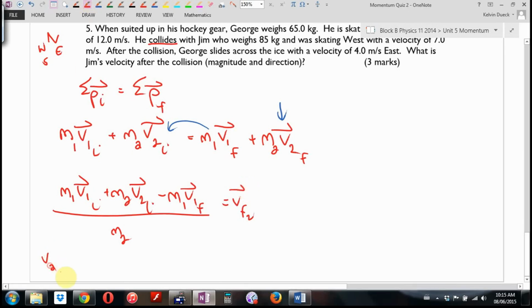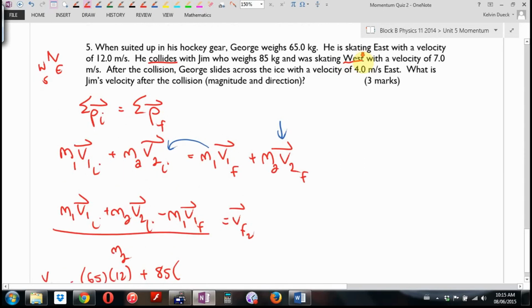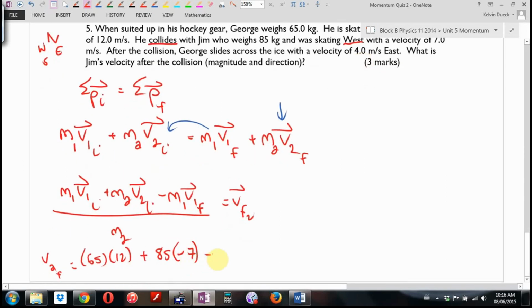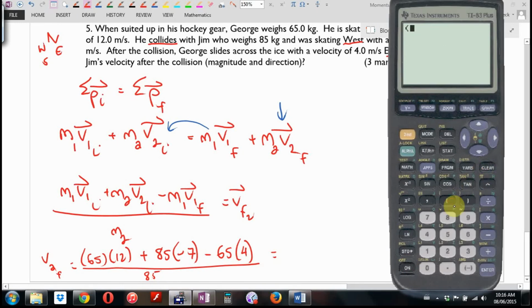Plug and chug. V2 final is going to be mass 1, 65, times V1, I'll let east be positive, 12, plus mass 2, 85, times V2, west, I'll let that be negative, negative 7, minus mass 1, 65, times V1 final. Afterwards, still moving east, positive, 4. All over M2, 85. Bracket 65 times 12 plus 85 times negative 7 minus 65 times 4, divided by 85. I get negative 0.88.